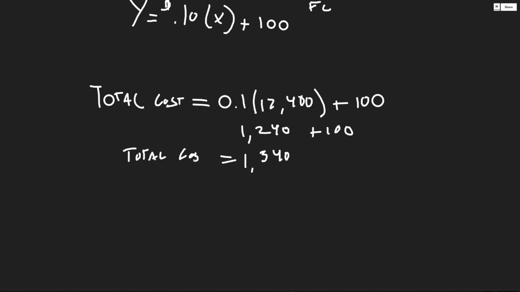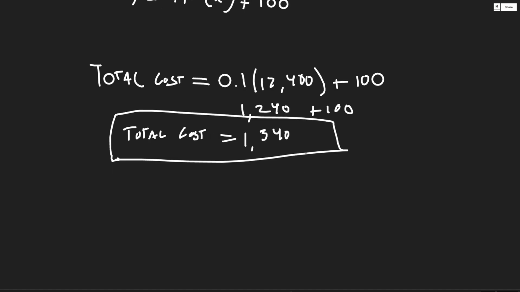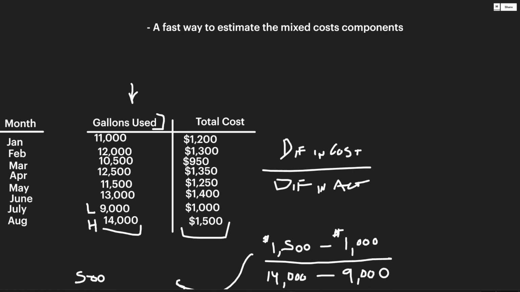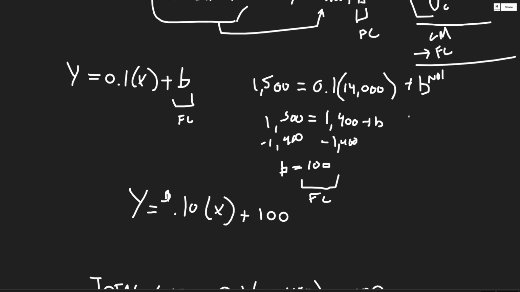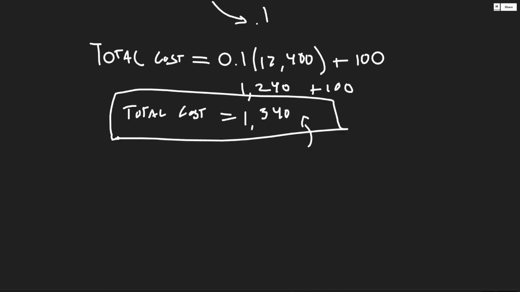So this is obviously just an estimate of what we'll pay, but the high-low method is how you're going to take a mixed cost and break it into its variable cost and fixed cost component. And once again, the b right here is going to be your fixed cost, and then your variable cost is going to be that 0.1, which will change with each additional gallon that you consume for that month.